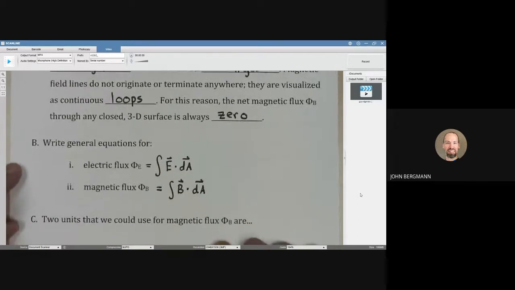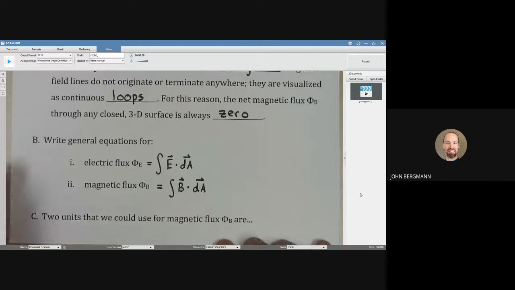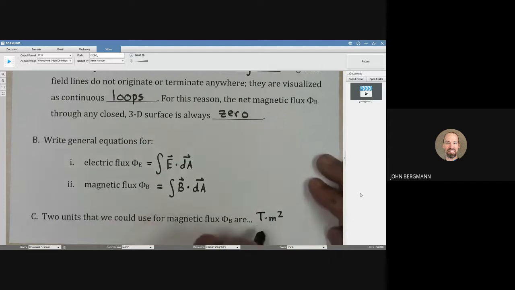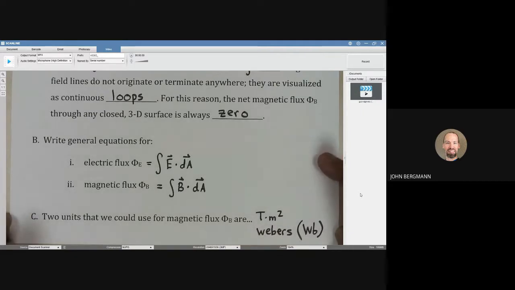Two units for magnetic flux are Tesla meters squared. That's one of them. And another one is the Weber, which has the symbol capital W, lowercase b.